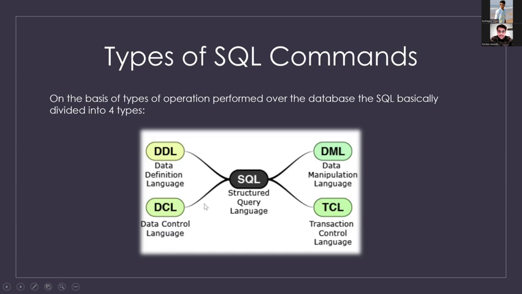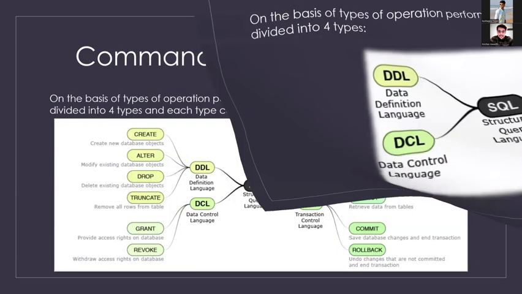We will cover each in depth in our future presentations. But try to understand the SQL structure on the basis of operations performed over the database. SQL is basically divided into four types: DDL, DCL, DML, and TCL. The full forms of all these I have already included in this slide. So next is commands in each SQL type.